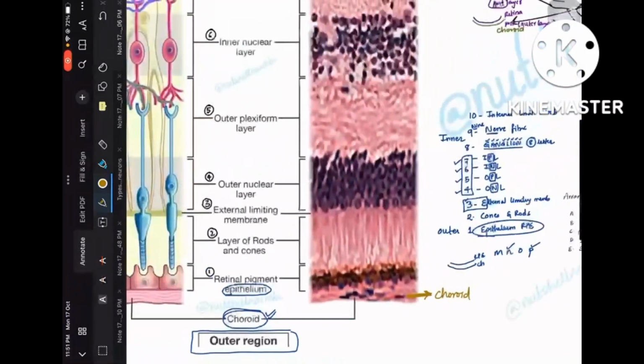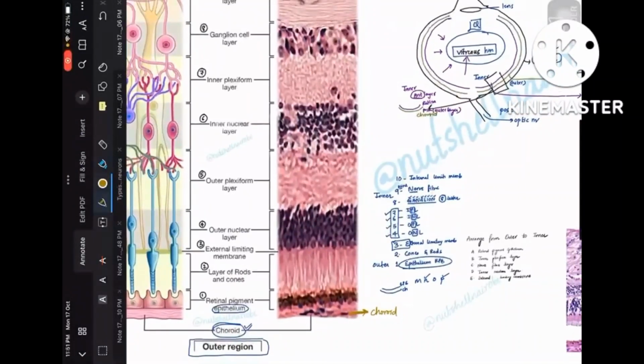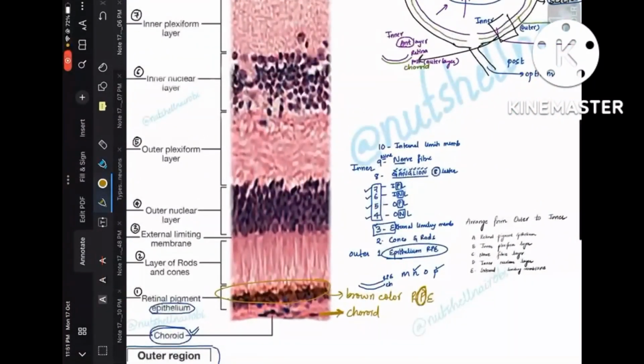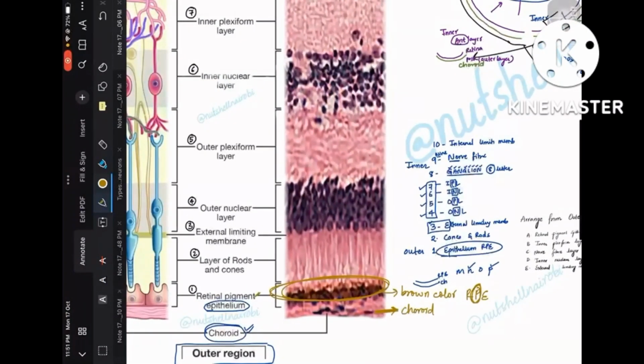And here when you see this histology diagram, this zone is in brown color, right? It is a colored zone. So that is the retinal pigment epithelium, because that color is because of this pigment. See, the rest is all pink and blue, but this zone has some pigmented region. So that is the retinal pigment epithelium, which is labeled for you. And then comes the second layer, which has two words, rods and cones. So this is the rods and cones layer.